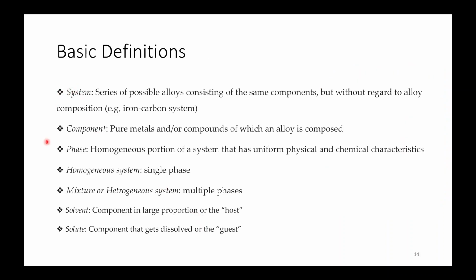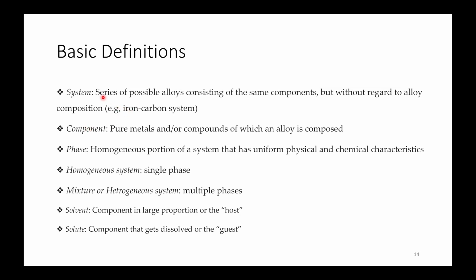Now these are the basic definitions that you should know. So first is system. System is a series of possible alloys consisting of the same components. So components will be such as iron carbon, copper nickel, copper lead, lead tin. These are combinations of two components. But without regard to alloy composition. So alloy will be such as 48% of nickel in copper. That will be your alloy. Alloy will be a single composition.